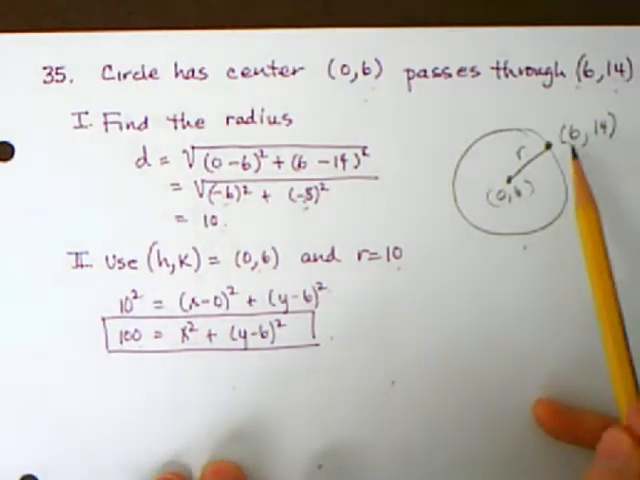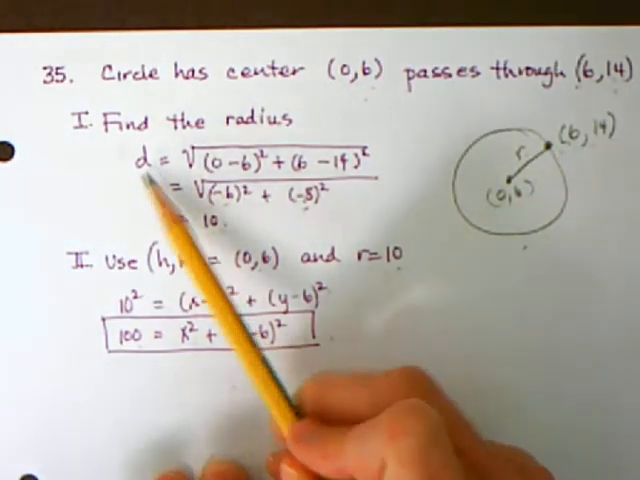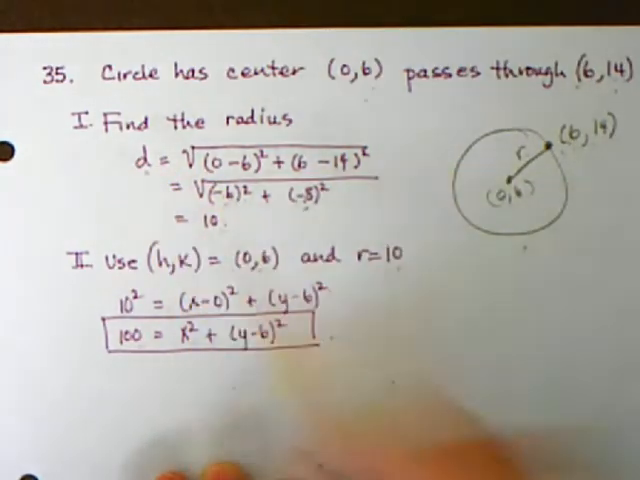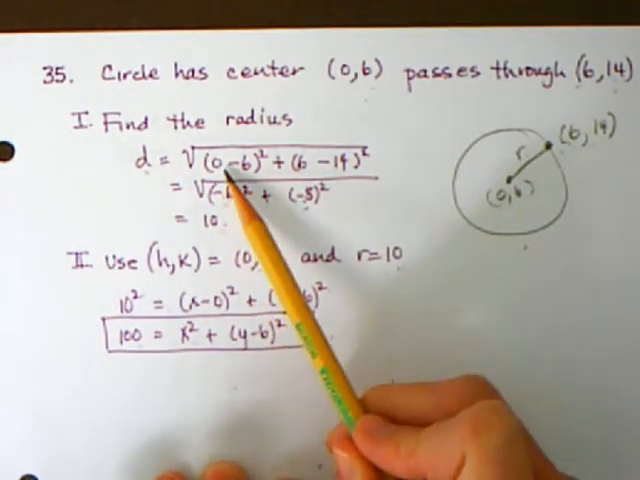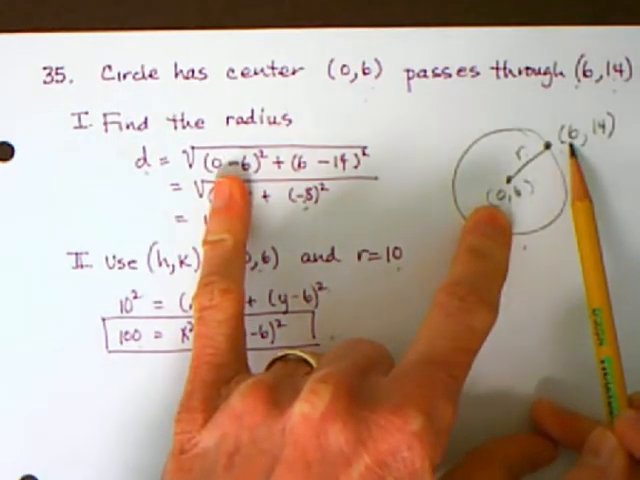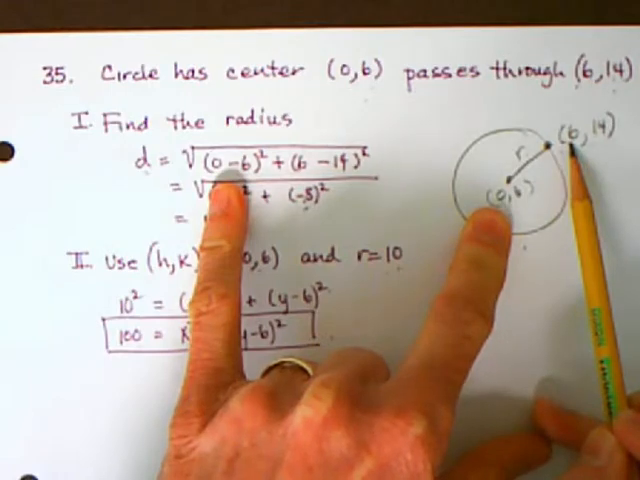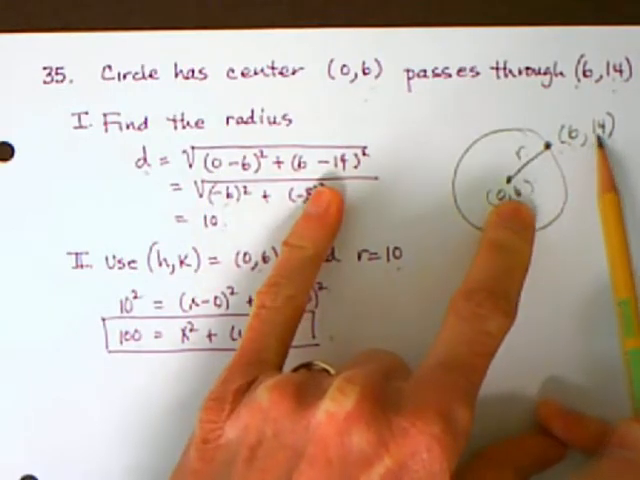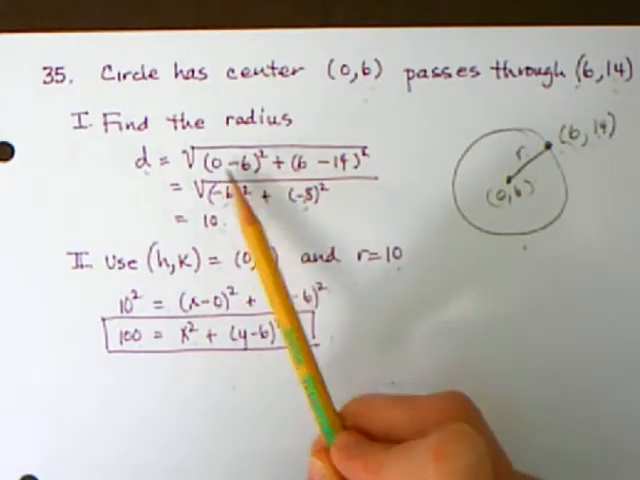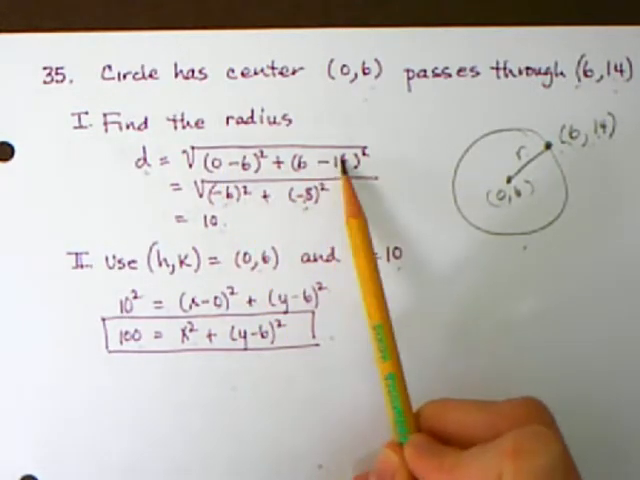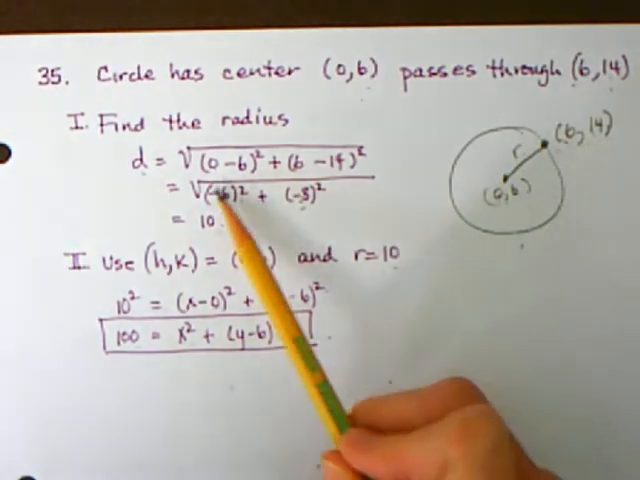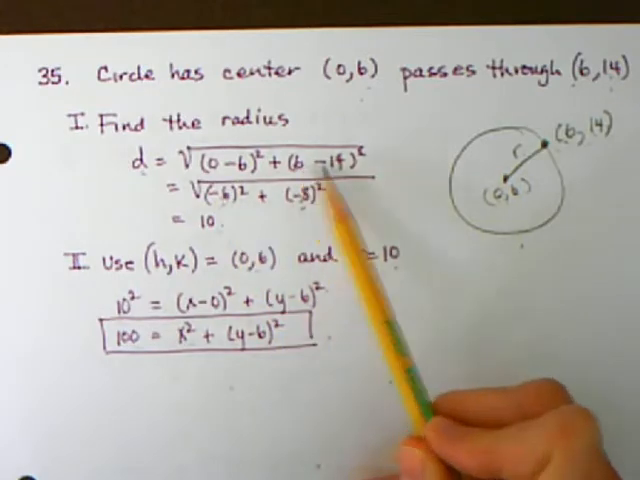So the distance, the radius, okay, this is what I'm finding. The distance, I want this radius here, is 0 minus 6. There we go. Difference in the x's. And here's the difference in the y's, 6 minus 14. So it's the square root of the sum of the squares of the difference in the x's and the difference in the y's. All right? 0 minus 6, 6 minus 14. 0 minus 6 is negative 6. 6 minus 14 is negative 8.